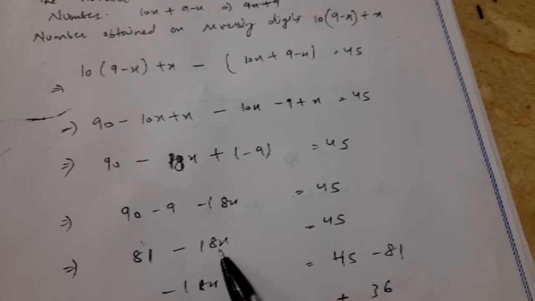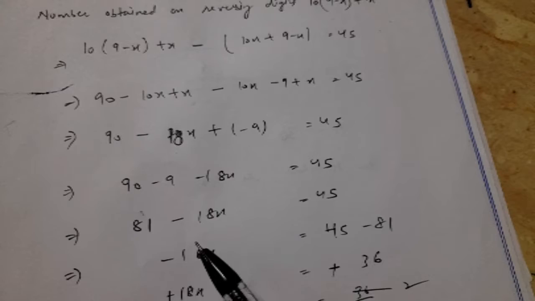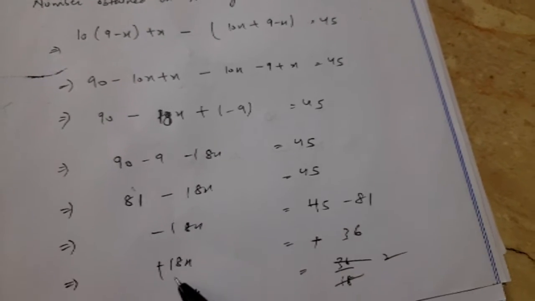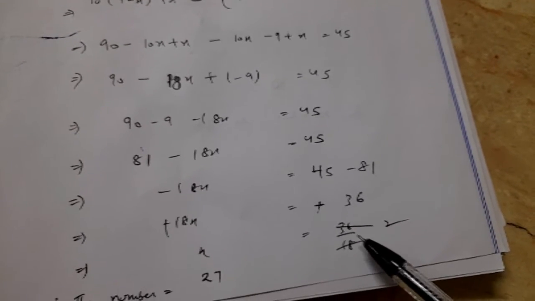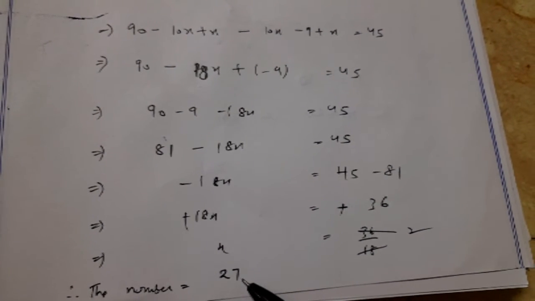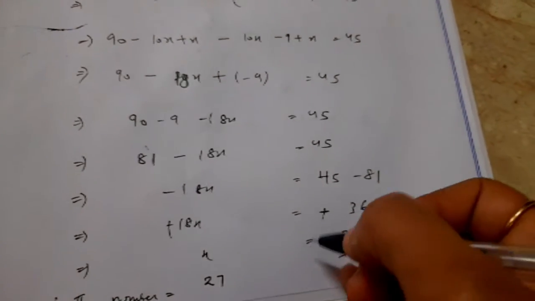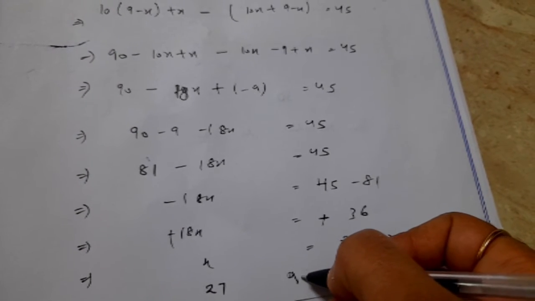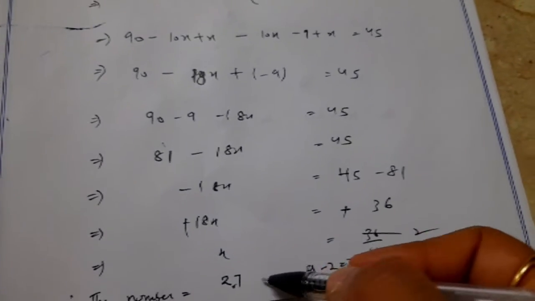So 81 minus 18x equal to 45. Minus 18x equals 45 minus 81, it will be negative if we transpose it to the right hand side. So minus 18x equals minus 36, x is equal to 36 divided by 18, that is 2. So our number would be what? X would be 2 and units place would be 7. Why? 9 minus 2 would be equal to 7, because the sum of the digits was 9, and if we subtract 2 from 9, the digit would be 7. So the number comes out to be 27.